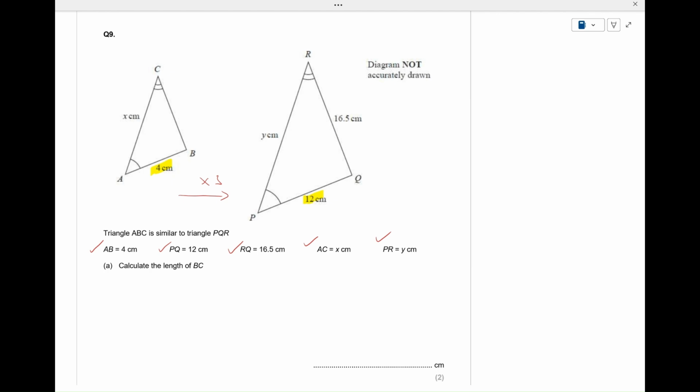All right. Calculate the length of BC. Well, here's BC. I'm going to call that A there. Got to calculate that length. Well, it corresponds to that one, doesn't it? So I'm going to go from big to small. I'm going to divide by 3. So BC will be 16.5 divided by 3. I can do that on my calculator. 16.5 divided by 3, 5.5.